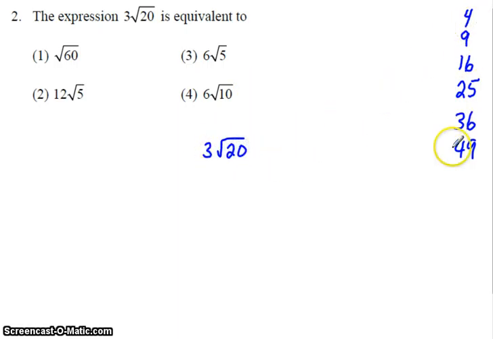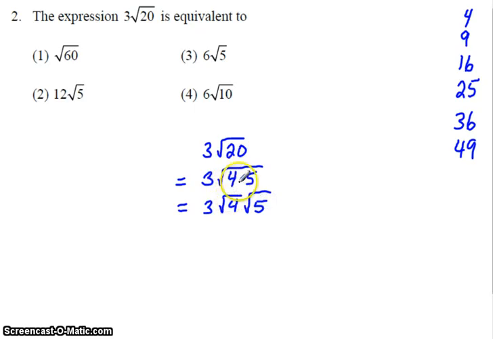20 is not a perfect square. It's not in our list here. So we need to find the biggest perfect square that divides into 20 evenly. 49, 36, and 25 are too big. 16 does not divide into 20. 9 does not divide into 20, but 4 does, and we know it's 4 times 5. So we would say the square root of 20 is the same thing as the square root of 4 times 5. Then we split into two radicals, so we get the square root of 4 and the square root of 5.